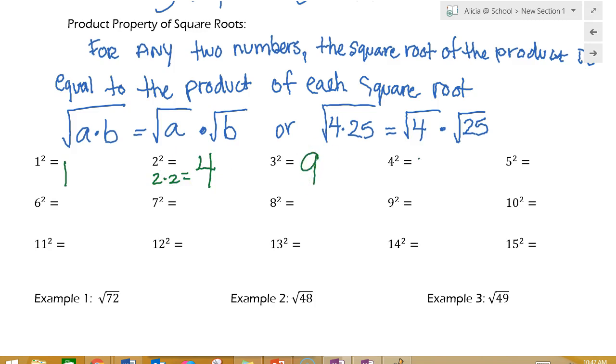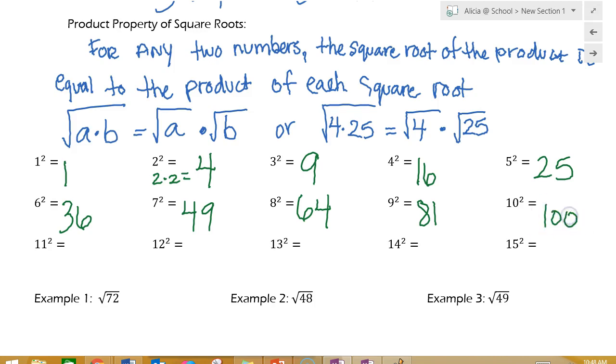4 squared, 16. 5 squared, 25. 6 squared, 36. 7 squared, 49. 8 squared, 64. 9 squared is 81. 10 squared, 100. Remember that the exponent tells you how many times to multiply the base. So 11 squared is 11 times 11, 121. 12 squared, 12 times 12, 144. Keep going on and so forth.